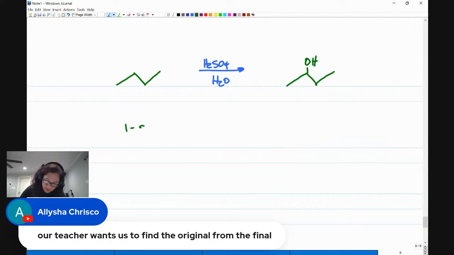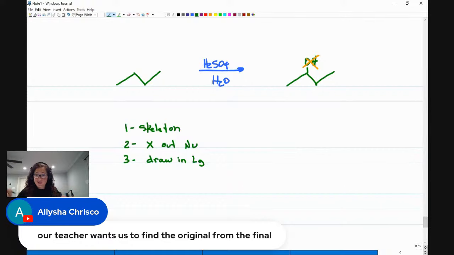So step one before was the skeleton. Step two was to cross out the halogen. And step three was to add the nucleophile. So here you want to X out the nucleophile, and the way you identify the nucleophile is the thing that is now attached to your parent chain. Cross that out. Step 3 was our old step 2. You want to draw in the leaving group, and if you don't know what it is, just give it a halogen, give it a chlorine, give it a bromine, and all I have to do is this.